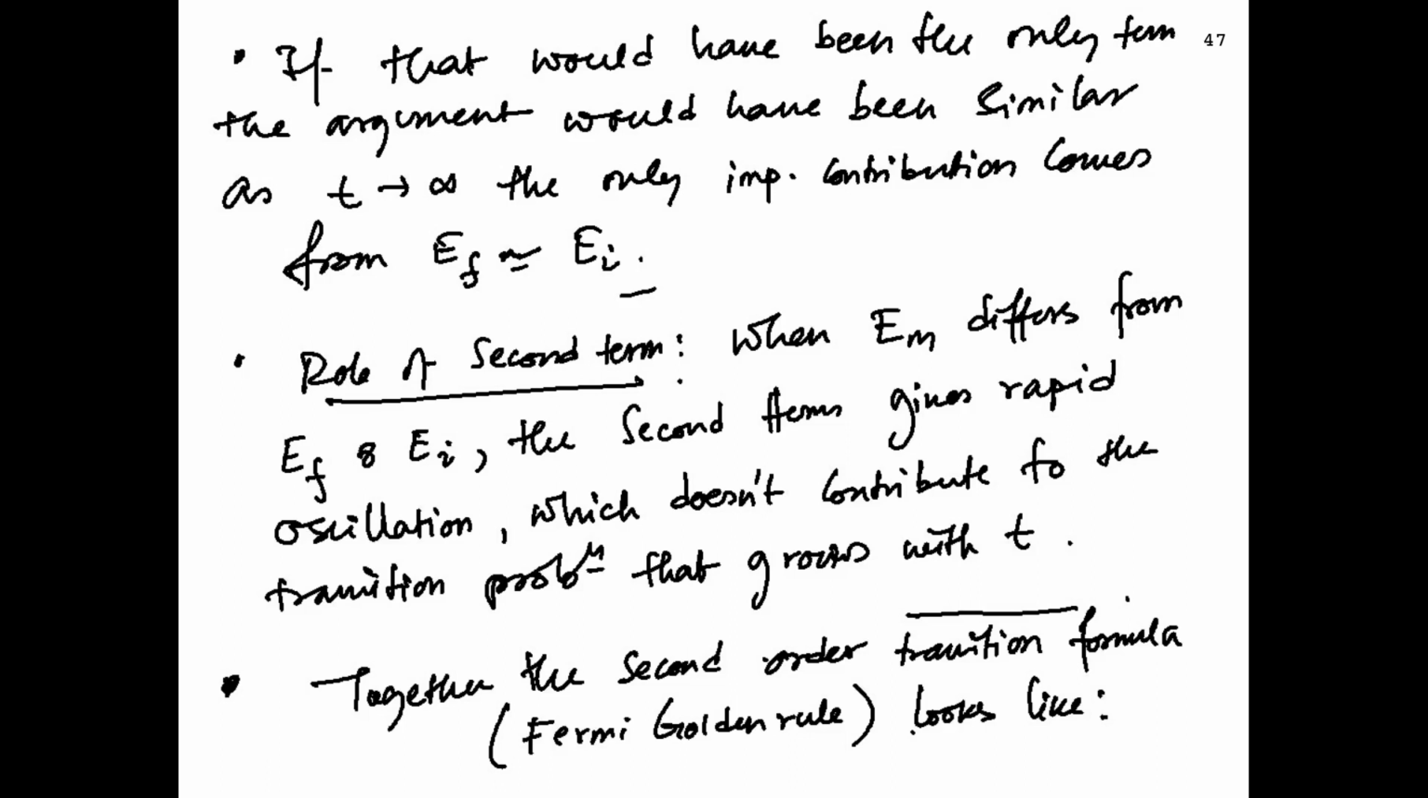That means the only important contribution will come from EF, which is almost close to EI. But here that is not the case, because you have a second term and that will change a lot of things about this problem. So let's discuss the role of the second term.